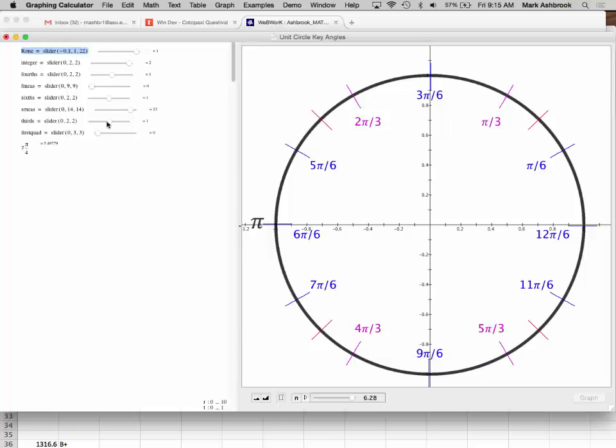And then these 4 are the ones that are the sixths. And then these 4 are the ones that are the fourths.